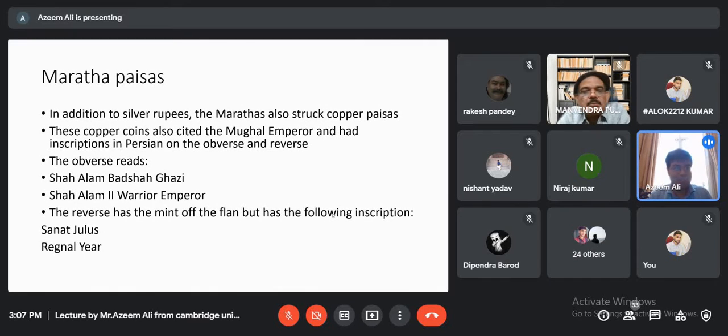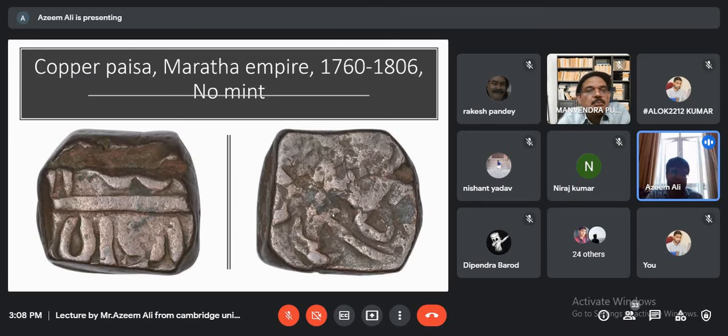The Marathas also struck pesos. These were struck in copper, and these copper coins also cited the Mughal emperor and had inscriptions in Persian on the obverse and reverse. The obverse reads Shah Alam Badshah Ghazi, which means Shah Alam II, warrior emperor. The reverse has the mint of the flag, but also the inscription Sanat Julus, which gives simply the regnal year. And here is one of the copper pesos of the Maratha Empire, citing the Mughals, struck between 1716 and 1806 AD, with no mint given.